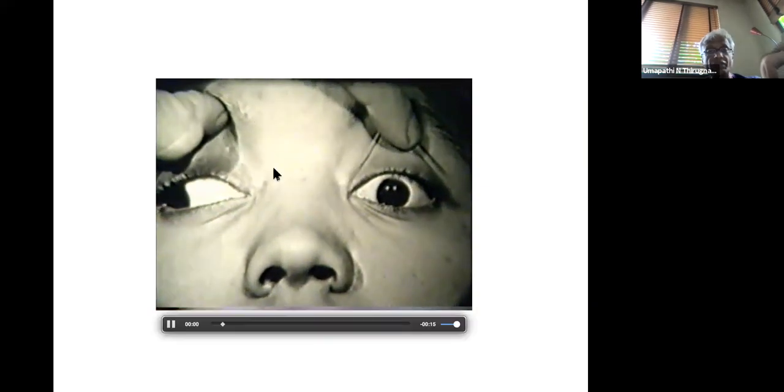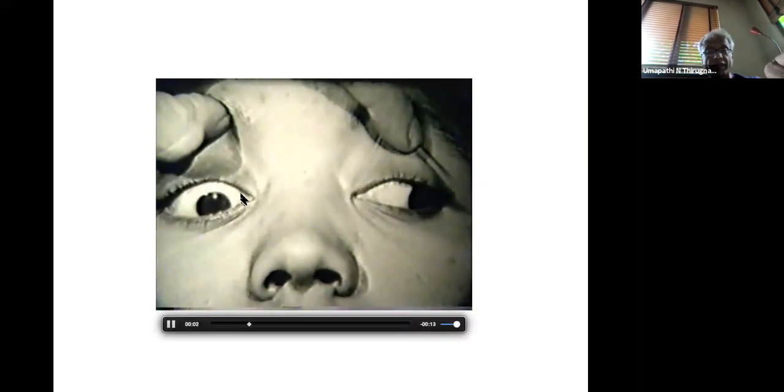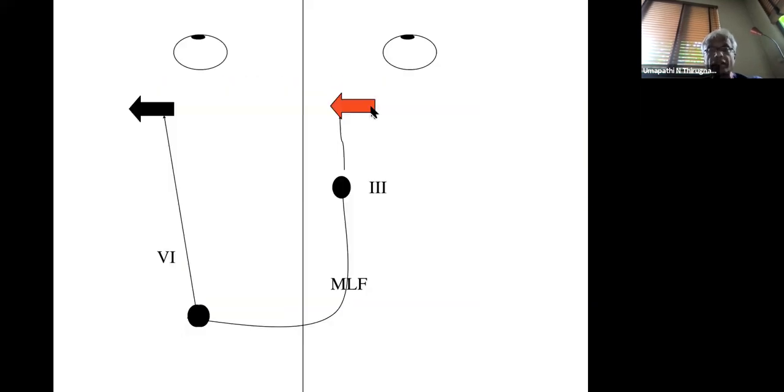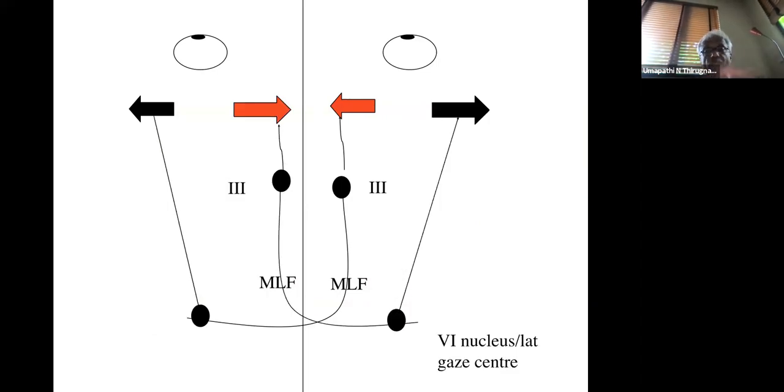Then you realize, oh, this is not moving. If you don't believe me, you can play it again. So when you look to the left, this eye is not moving, so we drew that arrow as red. But when you look to the right, this arrow is not moving. So in other words, for looking to the right, this arrow should be red. Now, if you put these two diagrams together, you get a composite diagram like this, two red arrows like this.